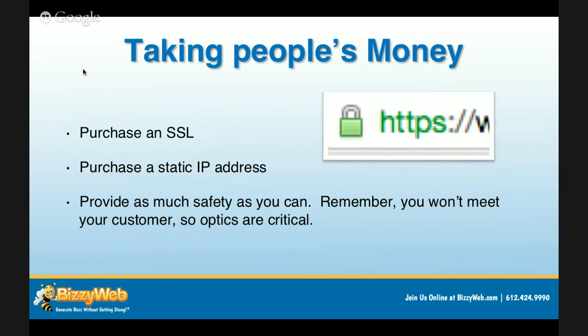Similarly, to make sure that you're being as secure as possible, you want to provide a static IP address. Those are about $100 a year. It's absolutely crucial when you are setting up your e-commerce engine. Finally, the biggest thing that I can tell you when we're dealing with taking people's money and you're not going to have that relationship with them is optics are critical. You want people to feel as safe as possible, so take as few steps as possible when you are asking people for money and there is the exchange of money. Make it as easy as possible from a design perspective.